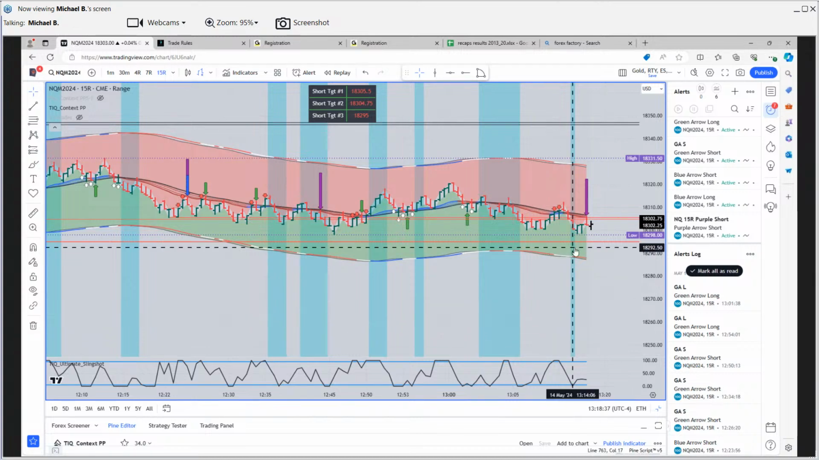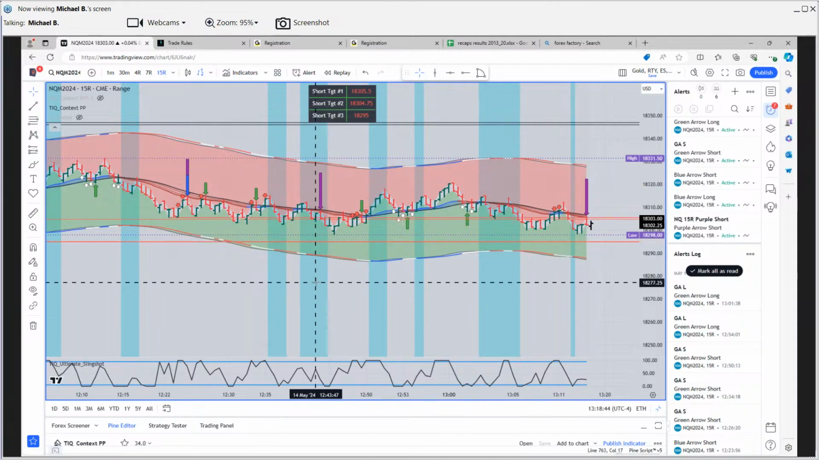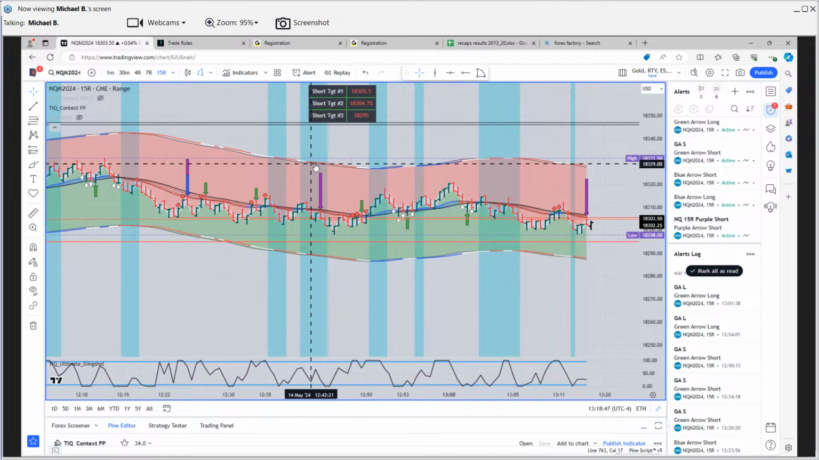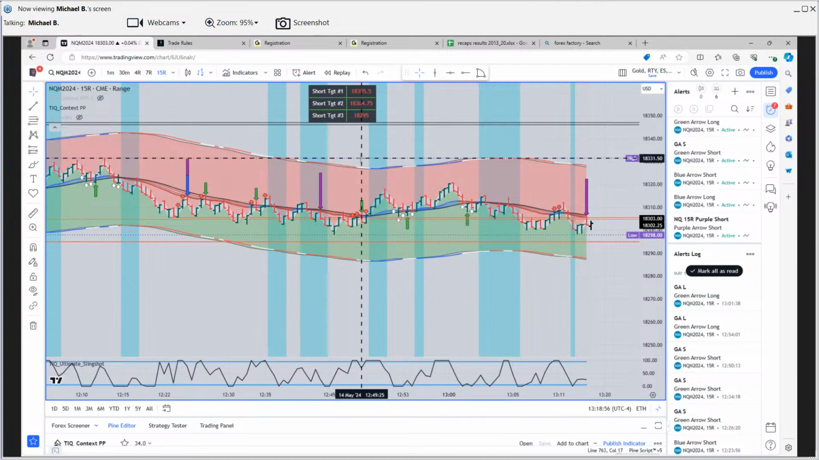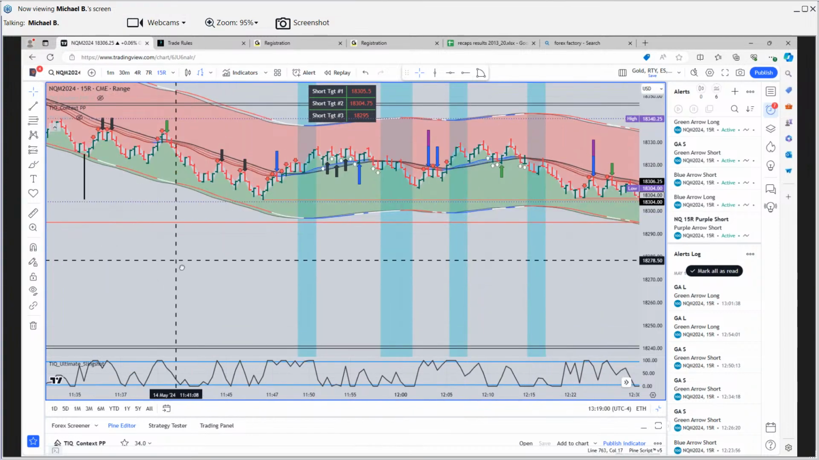Again, what the purple arrow is showing you here is that the outer band is the right color. You pull back and touch the ribbon and the outer band is the right color. It doesn't care that you're in a no trade zone. It doesn't care that the outer band might be flat. If the outer band is the right color, it doesn't matter. That's all that matters. You could be completely flat in a no trade zone, and you'll still get the purple arrow.